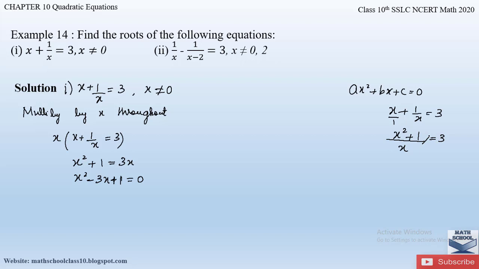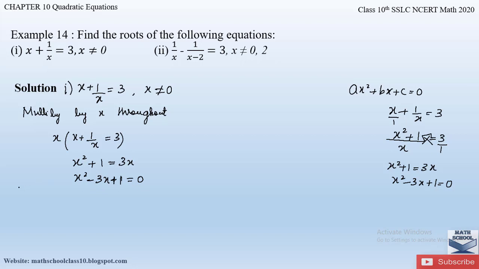Now let us cross multiply. So 3 by 1 we have here, so 1 into x square plus 1 will be x square plus 1 is equal to 3 into x, which is 3x. Again sending this 3x to the left hand side, we get x square minus 3x plus 1 is equal to 0. This is the method to find the quadratic equation by taking the LCM. Now for this quadratic equation, we will apply the quadratic formula and find the roots.